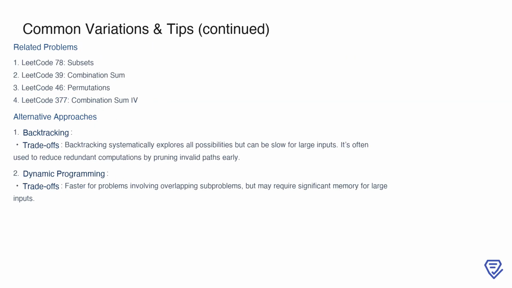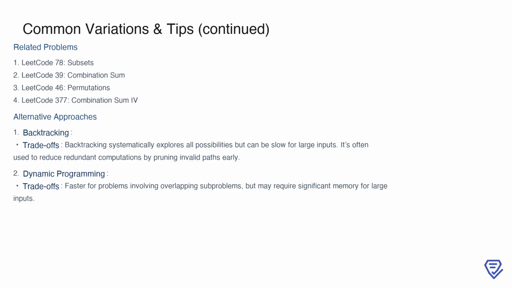Next, let's explore related problems and alternative approaches that can help you build a deeper understanding of this topic. Some related problems worth studying include LeetCode 78, which focuses on generating subsets, LeetCode 39, which explores combination sums, LeetCode 46, which deals with permutations, and LeetCode 377, another variation of combination sums with a unique twist. These problems share similar elements, such as generating or counting specific combinations, and can provide valuable practice for honing your skills. When it comes to alternative approaches, backtracking is a powerful technique to consider.